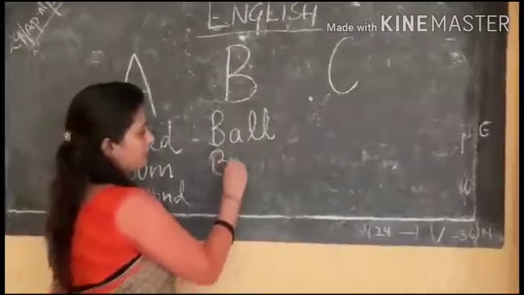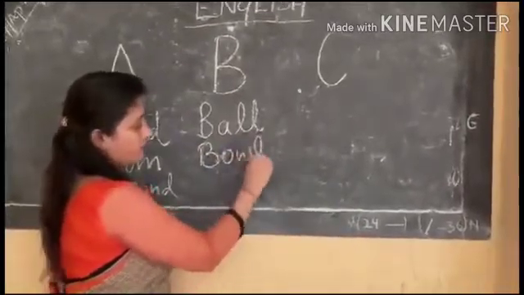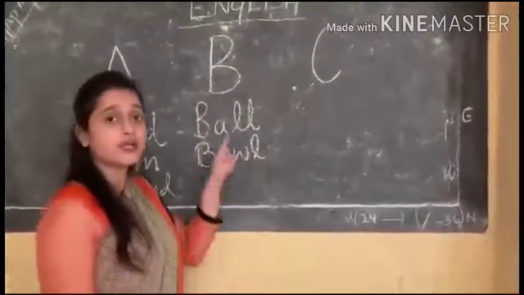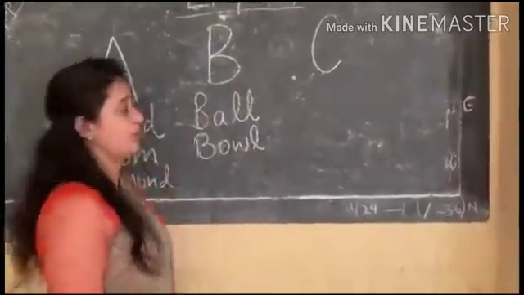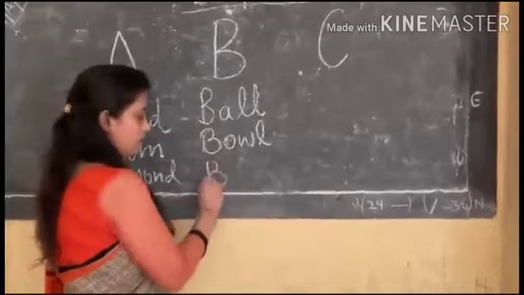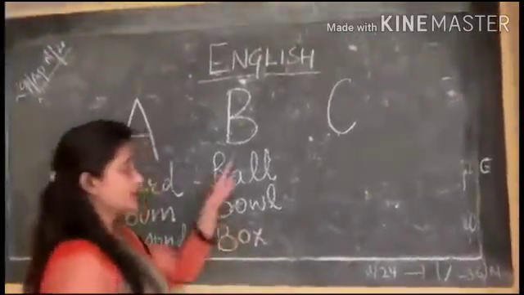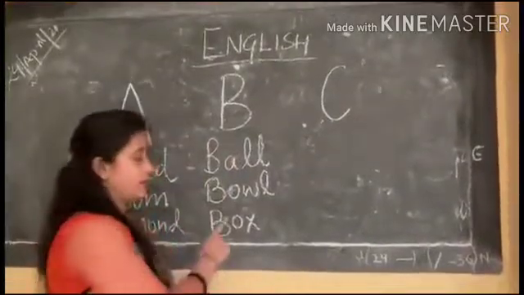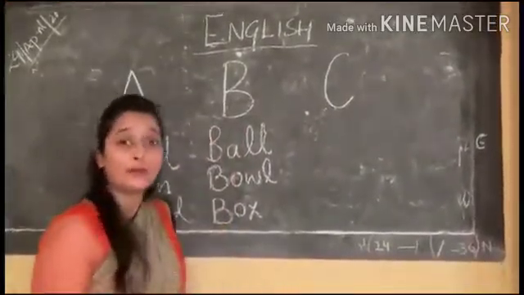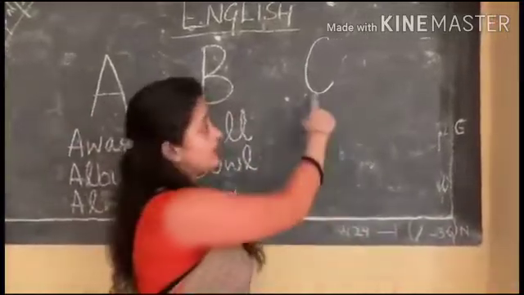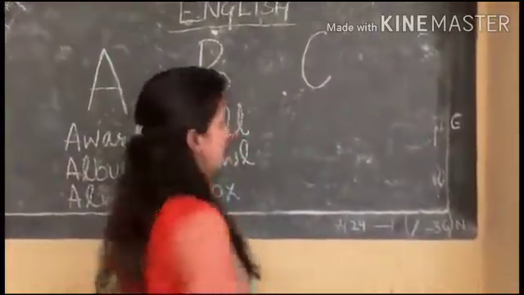Now, bowl. Bowl starts with B. Very good. And now box. Box starts with B. Very good. Now come to next. C. Which alphabet is this? C.